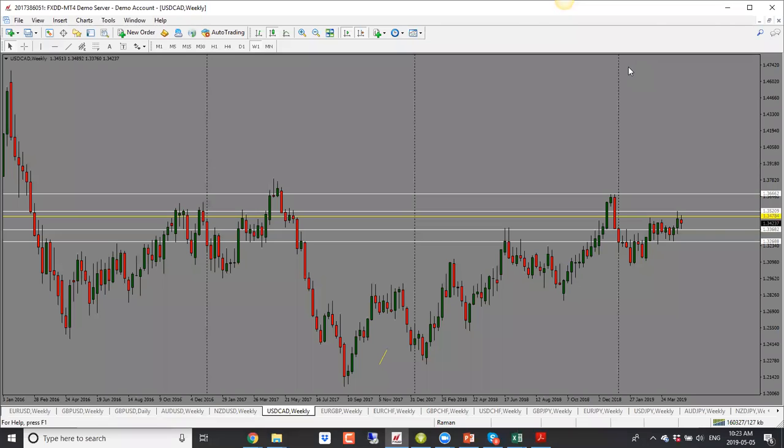So with this one here, bias is neutral, but if it goes down into the 1.3370 level, but does not break, in that case, it could go all the way first to test this support resistance level, and it could also go higher. But like I said, US dollar has not been that strong.